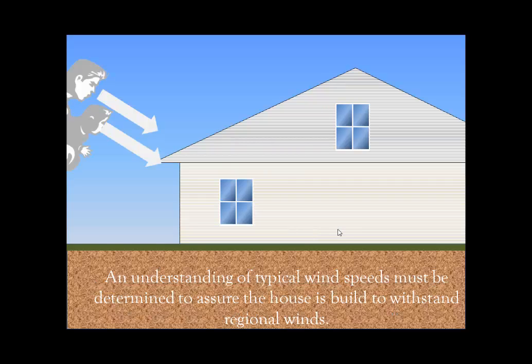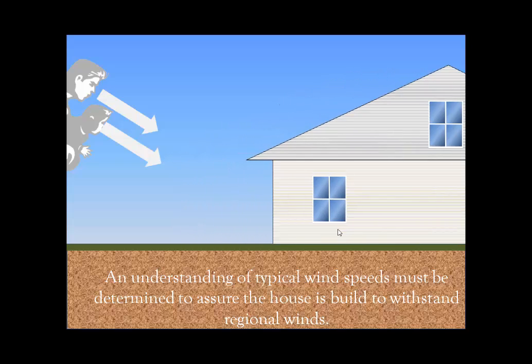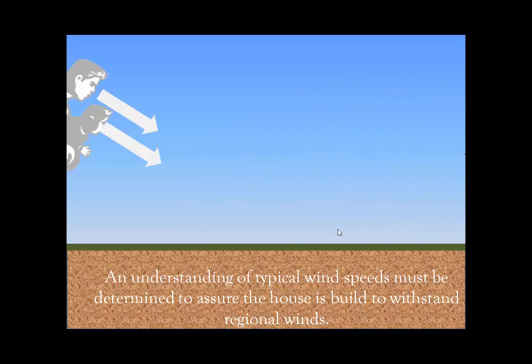Along coastal regions, damaging hurricane winds often cause structural failures. The designer needs to know the wind design speed. For a house built in southern Florida, the wind design speed is usually around 140 miles an hour.